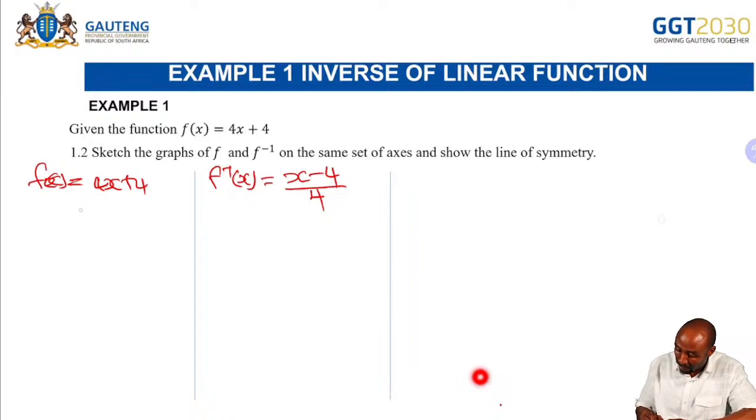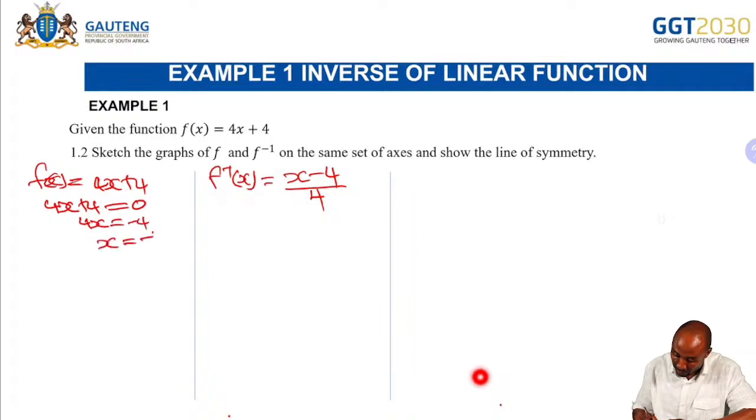Now, for our x-intercept, we know that we let our f of x be equal to 0, and we are solving 4x plus 4 is equal to 0, and we will get 4x is equal to negative 4. We get our x as negative 1. So for f of x, our x-intercept is going to be negative 1, 0.